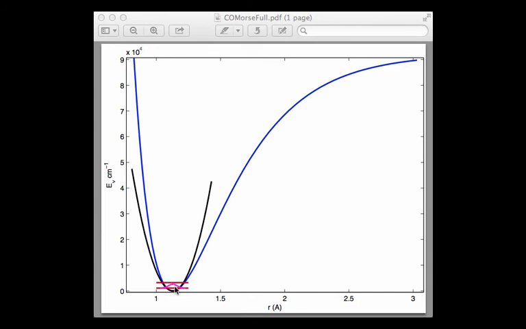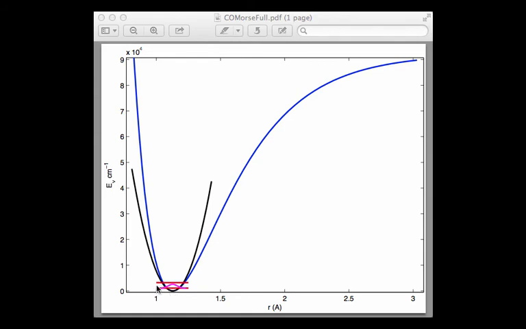Then the 2170 wave numbers is the spacing between these two red lines, more or less, until we account for the anharmonicity. The zero point energy is going to be something a little over 1,050. 1,085 would be the harmonic zero point energy right there. And then we're going to have a little ground state wave function, and it's this little magenta curve here.